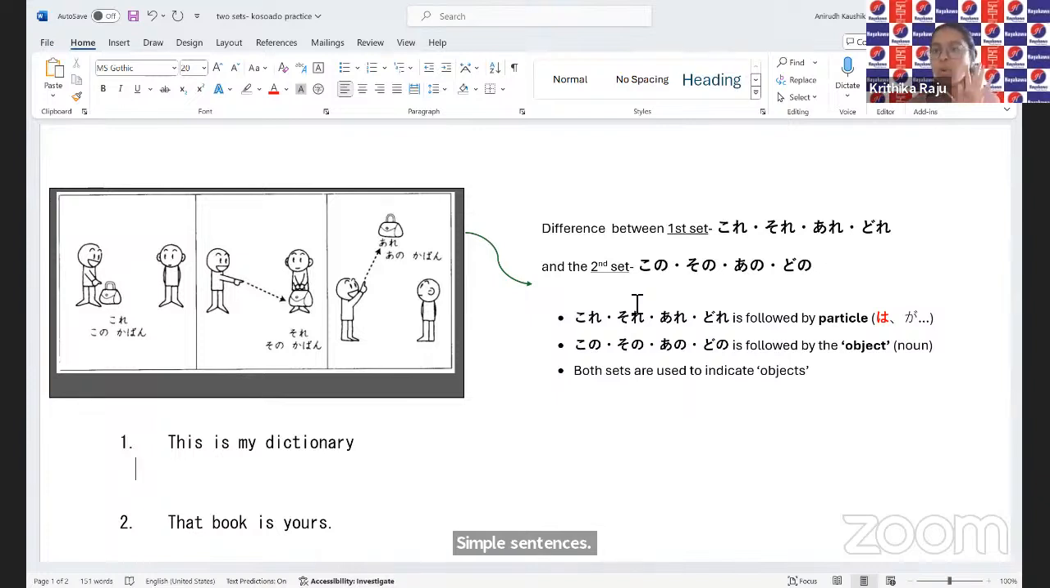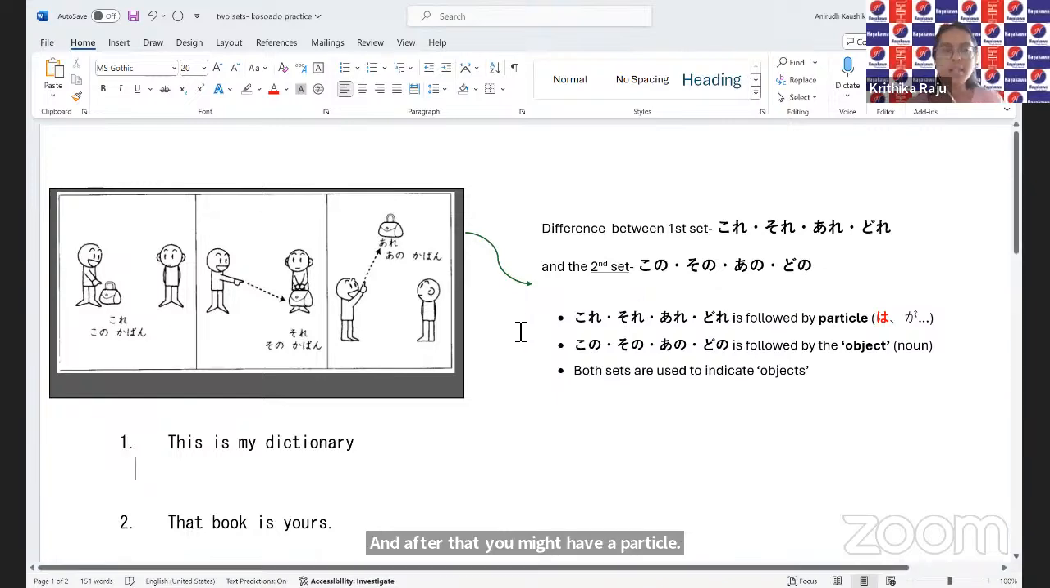The second set, kono, sono, ano, and dono. These four words will always be immediately followed by that object in question. For example, kono pen, this pen. Sono kaban, that bag. Ano terebi, that TV, that television. Kono noun. Sono noun. Ano noun. Dono, also noun. And after that, you might have a particle. So this is the very important difference.